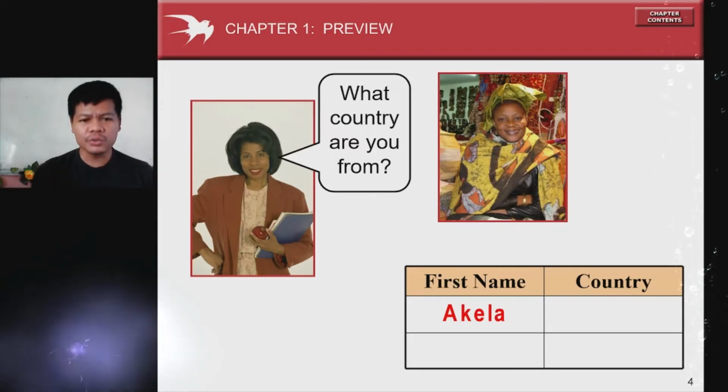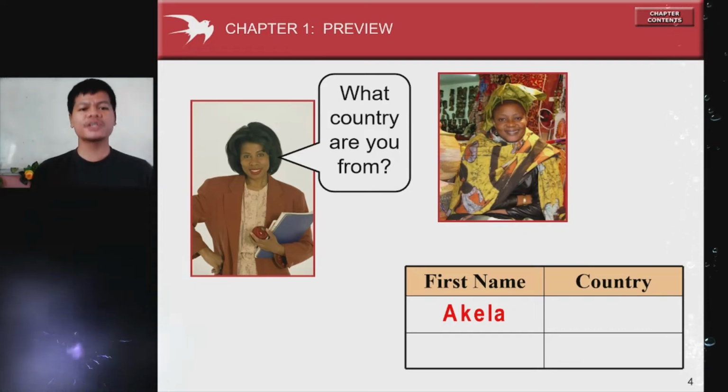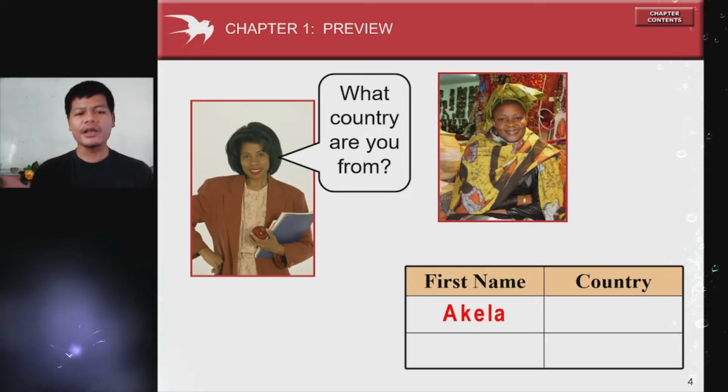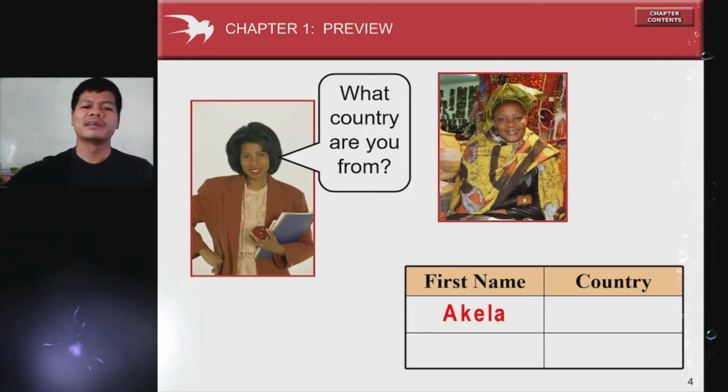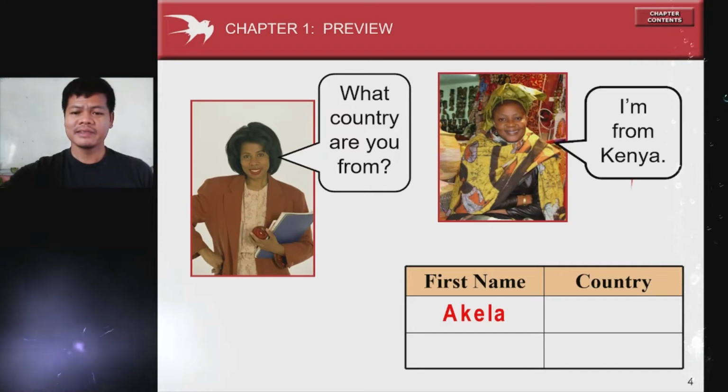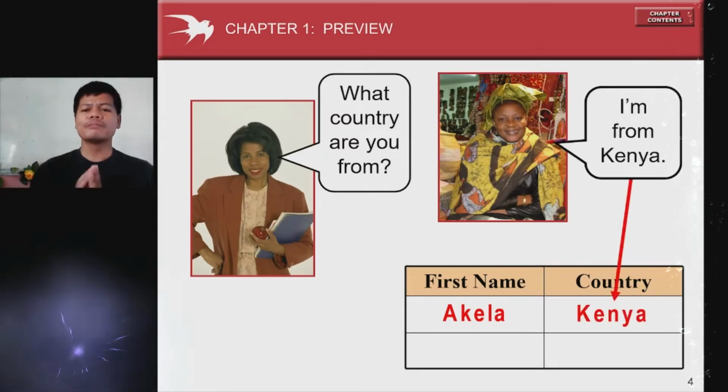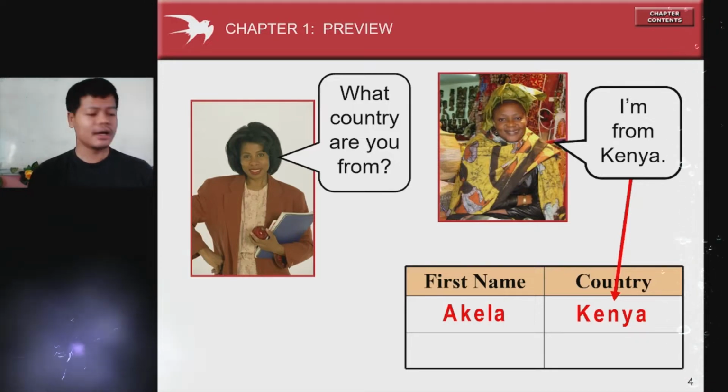And what country are you from? What country are you from? Do you know? If someone asks you, what country are you from? Angela: I'm from Kenya. Angela is from Kenya. Do you know Kenya? Okay, let's go.